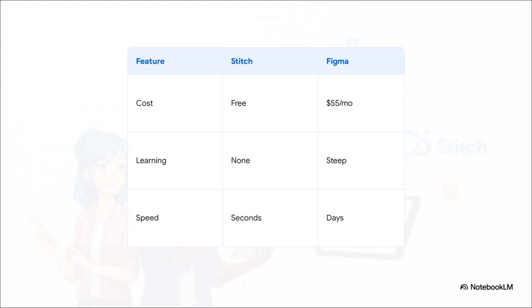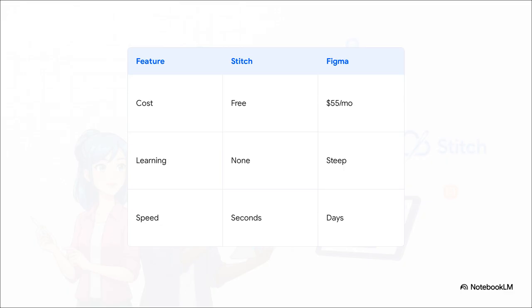So Google Stitch 2.0 has completely shaken up the design industry, especially for those of us trying to survive on a student budget. Just look at the industry standard Figma. It requires a super steep learning curve, it takes hours or even days to build complex designs from scratch, and it's going to set you back $55 a month for an org seat. Google Stitch, on the other hand, is 100% free. You get 550 standard generations every single month. There's literally zero learning curve, and it pumps out high-fidelity designs in seconds.